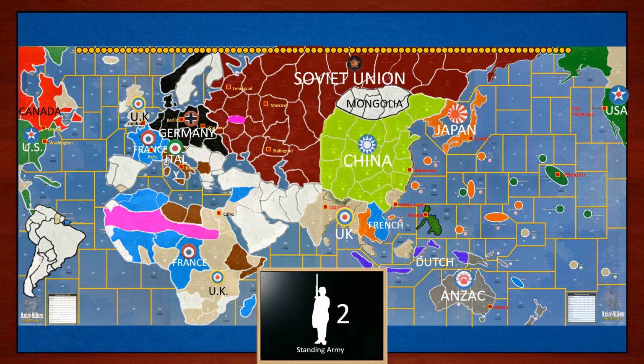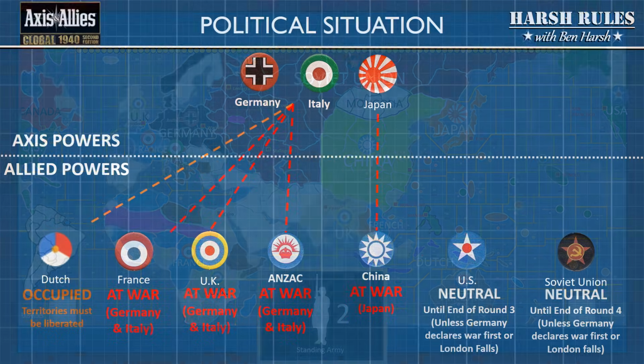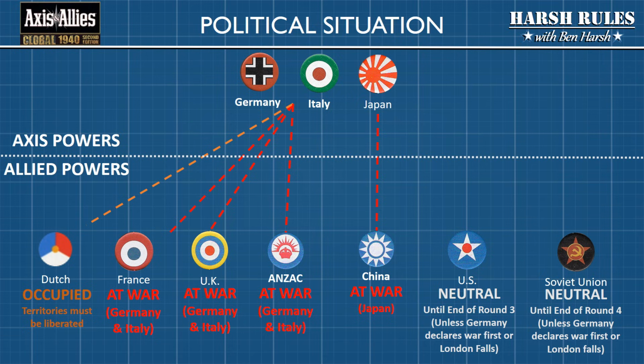The political situation of the remaining nations and how they relate to the major powers we will cover off on next. The Axis and Allies 1940 series has a complex political landscape that parallels actual history. When the war begins, Germany and Italy are at war with the United Kingdom, the Anzac, and France. The Dutch, a non-playable minor power, has had their capital captured by Germany and its territories must be liberated.